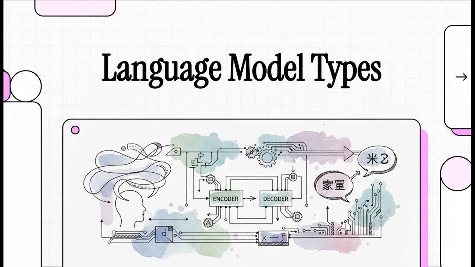Welcome back. All right, let's get right into it. Ever wonder what makes one AI a genius at conversation while another one is a master translator? Well, it all comes down to the blueprint, the fundamental architecture inside.